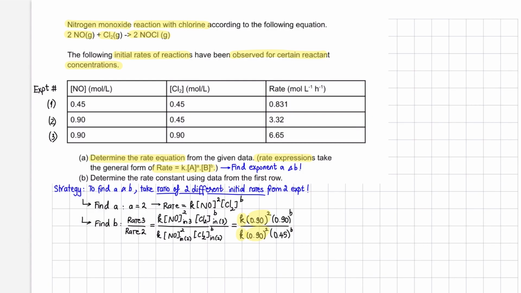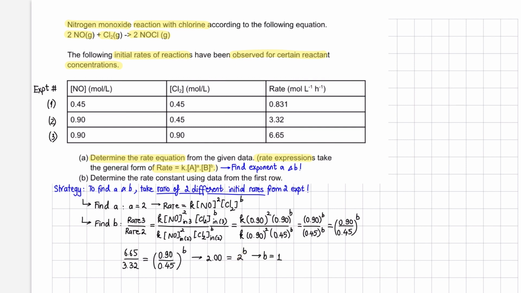Here, we see that K and 0.90 to the power of 2 appear on both top and bottom of the fraction, and therefore we can cancel them out to end up with 0.90 to the power of b over 0.45 to the power of b. This can be rewritten as 0.90 over 0.45, all of that to the power of b. Now, let's substitute in the numbers for rate 3 and rate 2. That's 6.65 over 3.32, and that equals 0.90 over 0.45, all of that to the power of b. Calculating the ratio of rate 3 over rate 2, we end up with 2.00, and 0.90 over 0.45 gives 2 to the power of b.